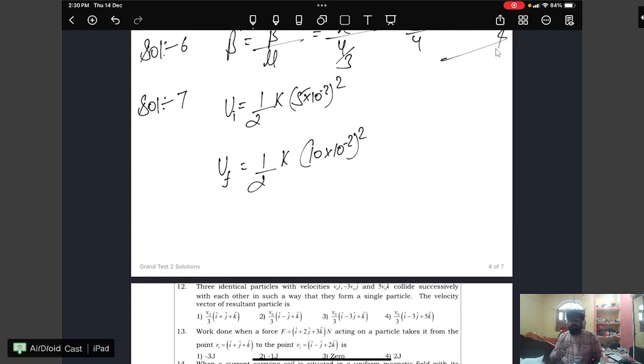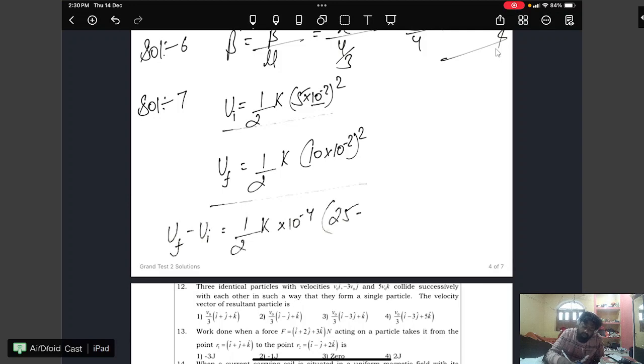Now remaining 5 centimeter, how much potential energy is there? So total stretch 10 centimeter minus initial stretch 5 centimeter. Then remaining 5 centimeter stretch potential energy we'll get half k common, 10 to the power minus 2 to the square, 10 to the power minus 4 also common, 5 square 25, 100 minus 25.